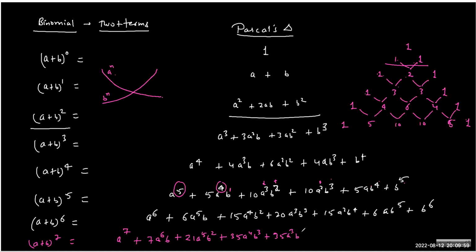3B power 4. Very good. The next term, 21. Excellent. 8 to the power 2, B to the power 5. So A to the power 2, B to the power 5.